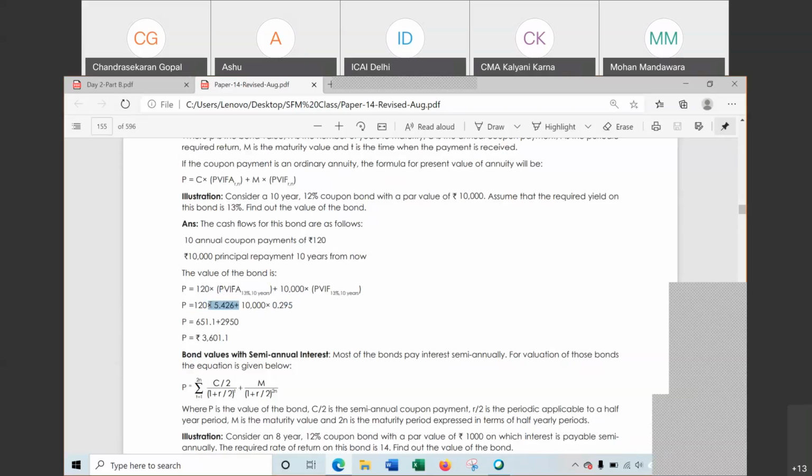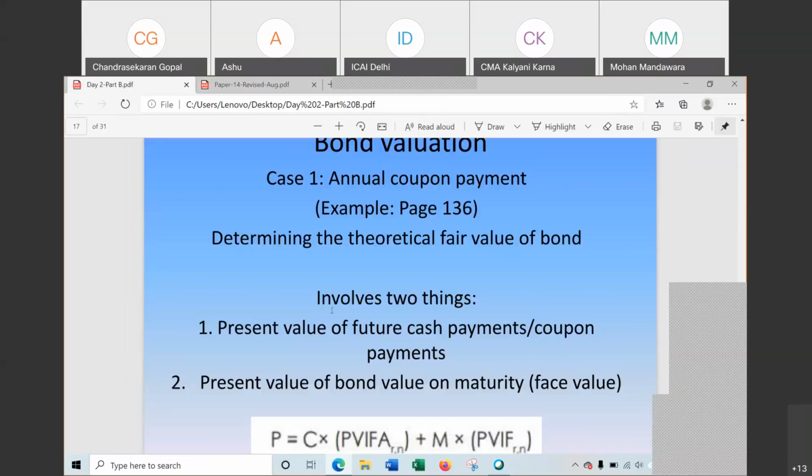This one we will take as annuity value, and this one will be present value only for the 10th year. So this is for the 10th year, 0.295. Now this one will be the theoretical value of the bond, 3601. When the payment is annual, we will find it in this way. Valuation of bond, for a 2 marks question it has been asked. This is the first case. Now next one.